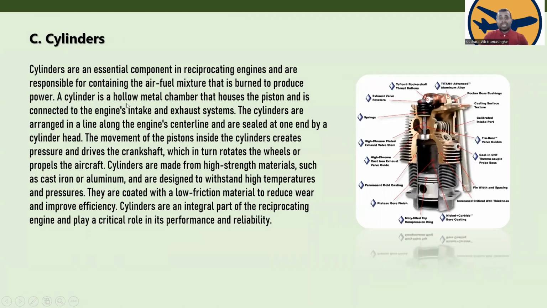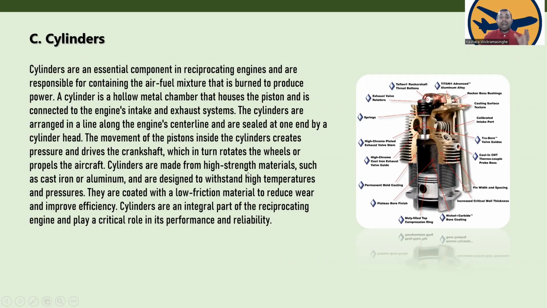A cylinder is a hollow metal chamber that houses the piston and is connected to the engine's intake and exhaust system. The cylinders are arranged in line along the engine center line and are sealed at one end by a cylinder head. The movement of the piston inside the cylinder creates pressure and drives the crankshaft, which in turn rotates the wheels or propels the aircraft.